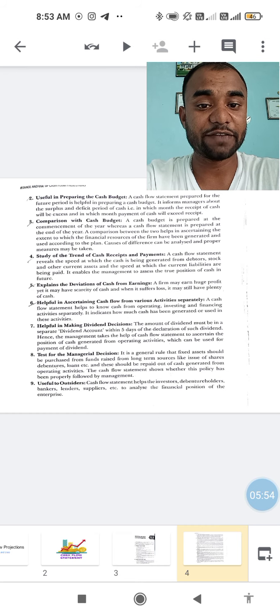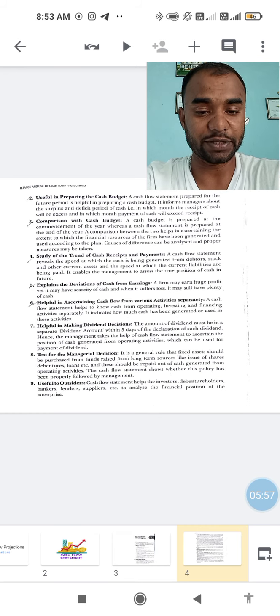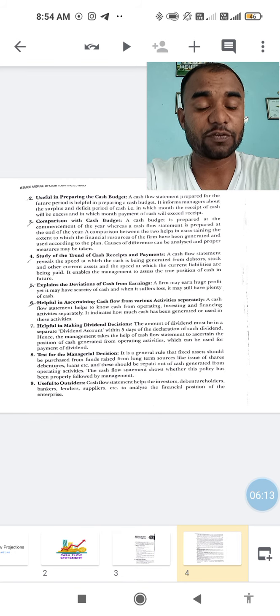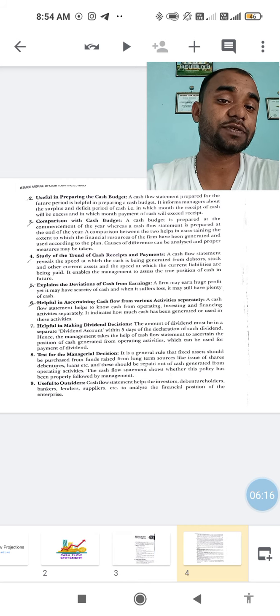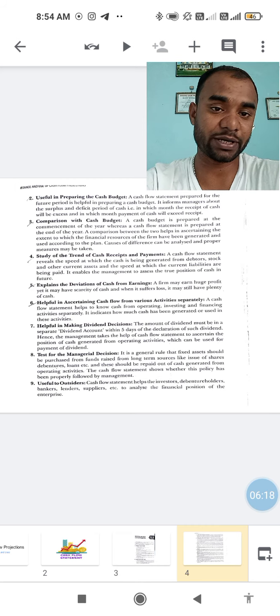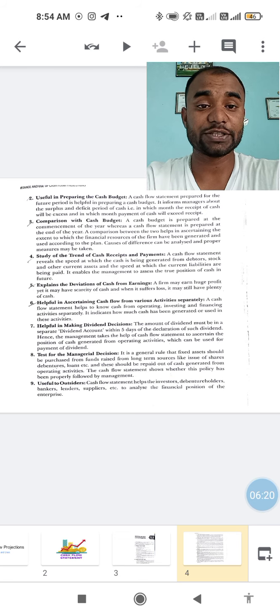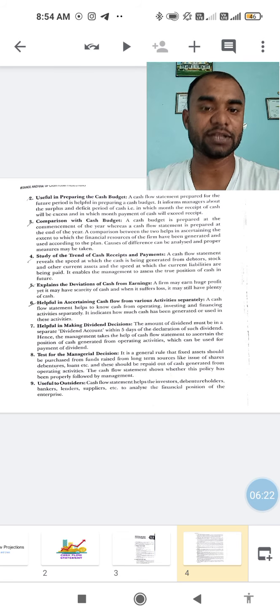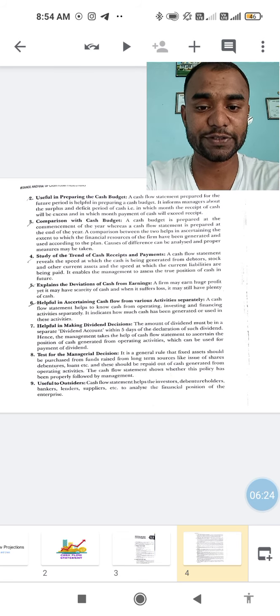Now, it explains the deviation of cash from earnings. A firm may earn huge profit, yet it may have scarcity of cash, and when it suffers loss, it may still have plenty of cash. So this also will be explained by the cash flow statement. Helpful in ascertaining cash flow from various activities. Suppose we prepare a cash flow statement from investing, financing, and operating activities. So it will show the cash inflows and outflows separately in all the three activities. That is one more importance.